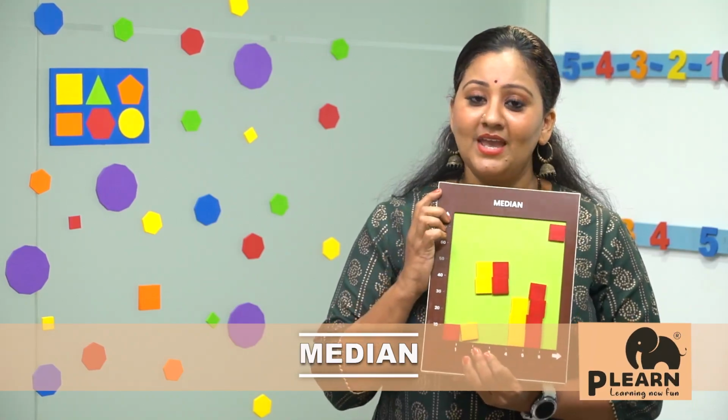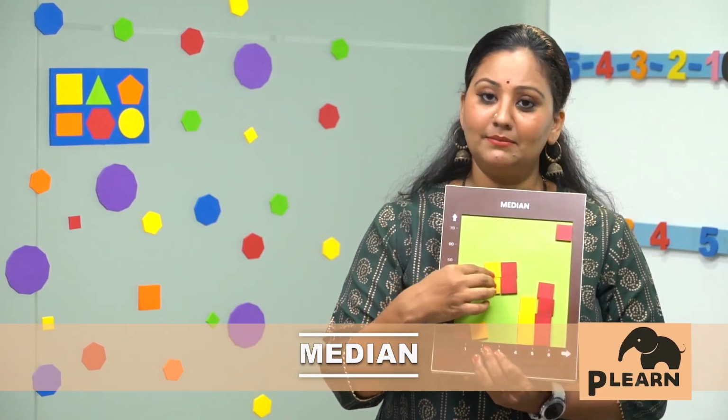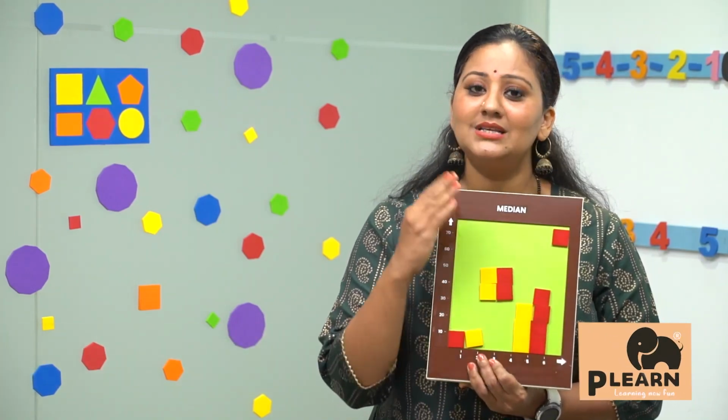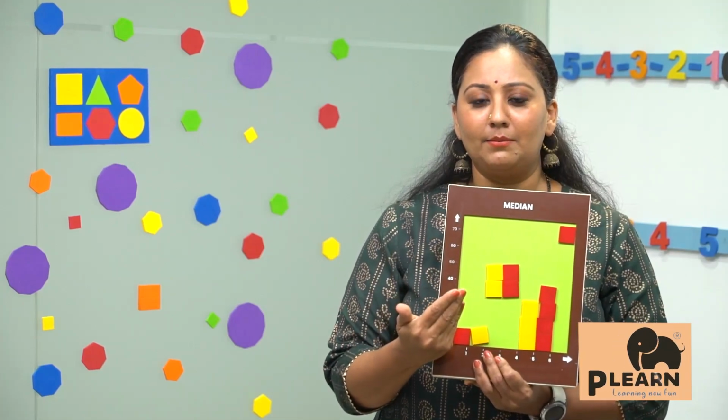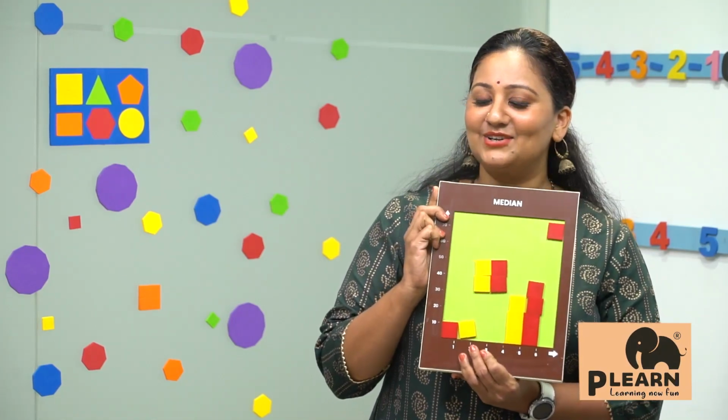So basically the median is the middle number of the given data. If it is an odd number, select the middle one. If it is an even number, select the middle 2 numbers, add them and divide by 2, which is the average of the 2 middle numbers, and find out the median of the given data.